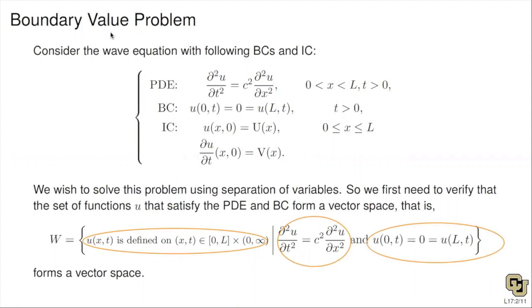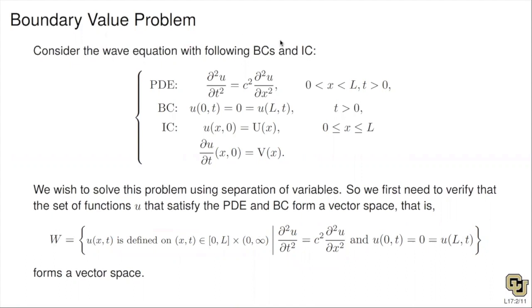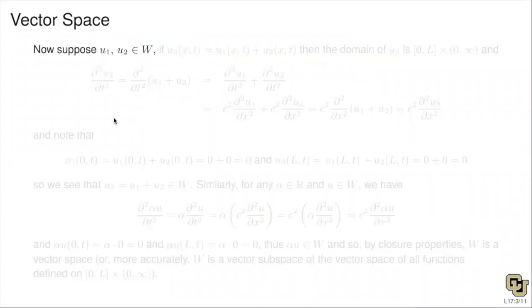So, fixed ends, trivial fixed ends. That's the PDE and boundary condition, and we want to show this forms a vector space. And so what does that mean? That's the question I always want you to ask yourself: what does it mean to show something is a vector space?